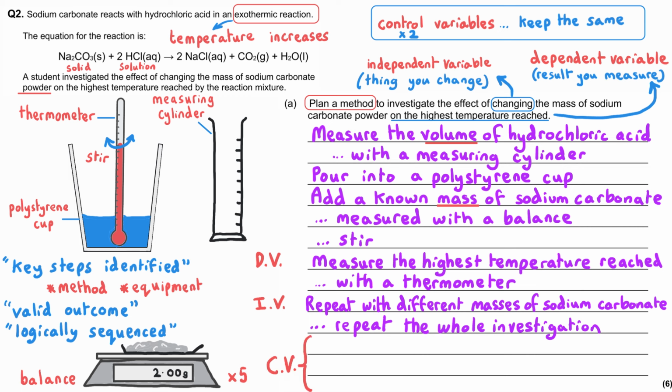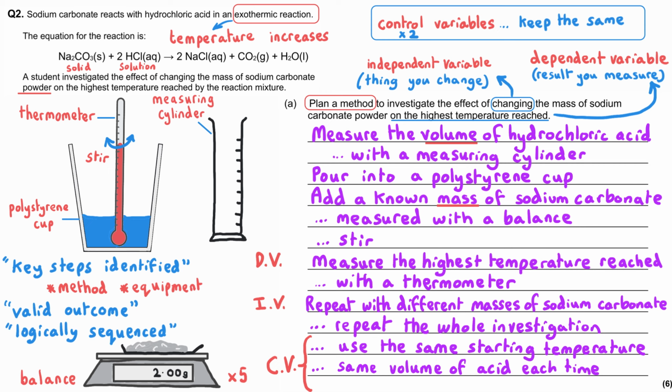And then the final step is to acknowledge the control variables. These are the variables that you would need to keep the same each time you repeated the experiment, whether that was for the same mass as previously or for a new mass of sodium carbonate. There are a number of control variables that you should use. The most important 3 are, firstly, the starting temperature of the acid. If you are measuring the highest temperature reached, it's really important to start at the same temperature every time, because that will definitely have an effect on the highest temperature reached.